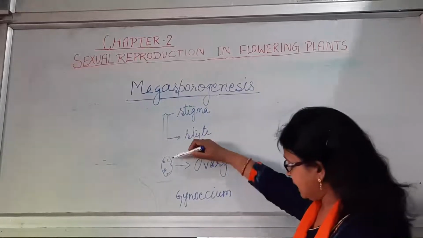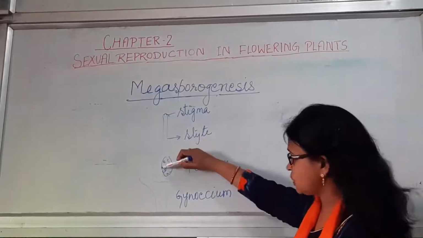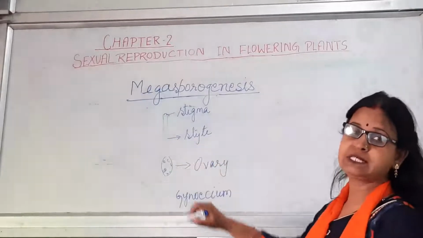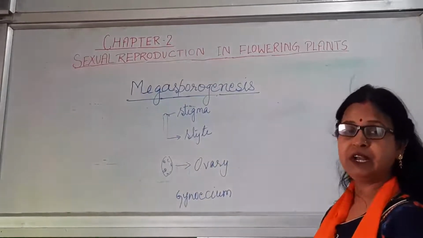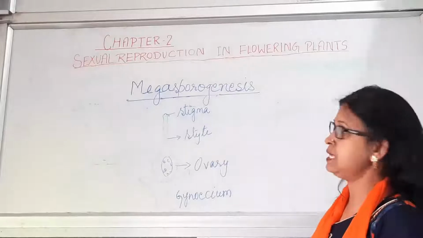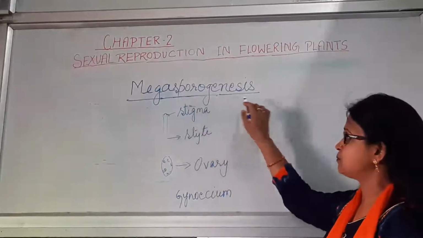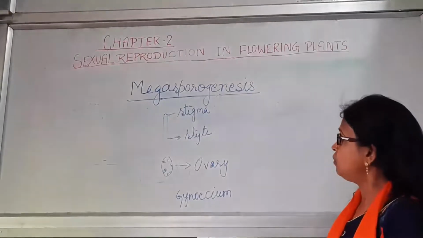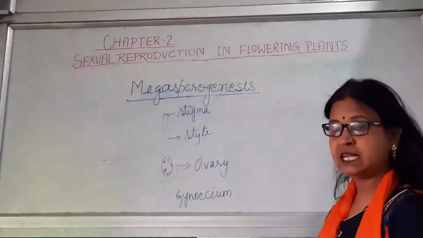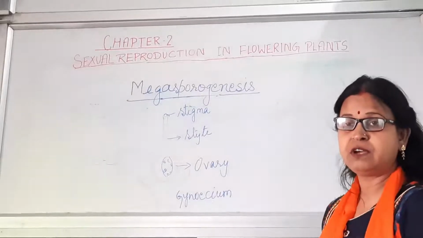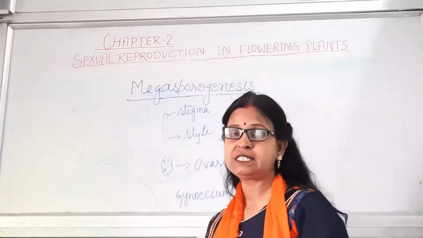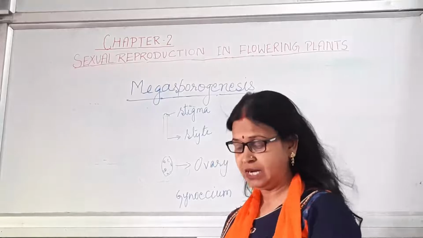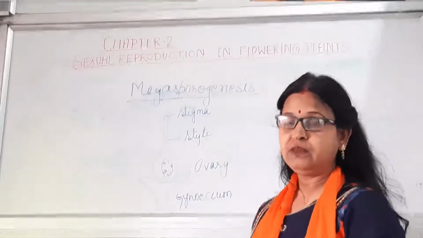Now, inside this ovary, inside the ovule, the female gamete formation will take place, and that is known as megasporogenesis. Now we'll start with how megasporogenesis starts, and which type of cell division occurs in this process. We'll discuss that one by one.